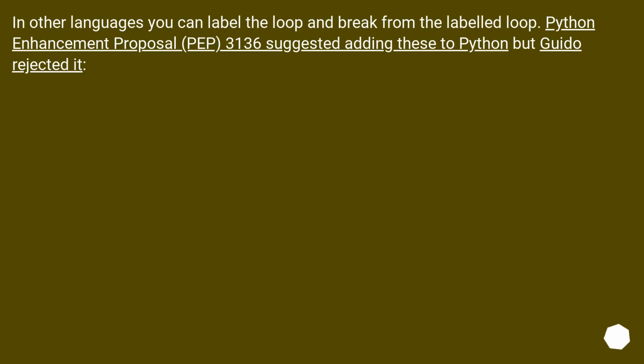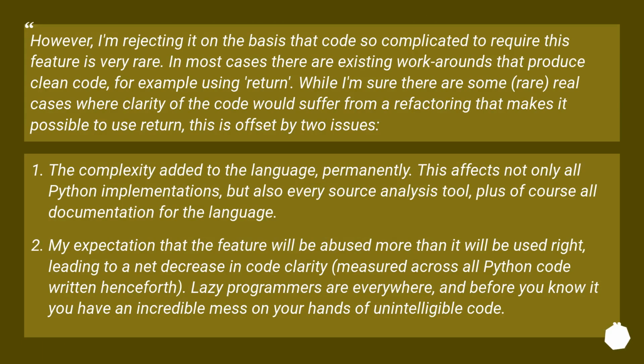In other languages you can label the loop and break from the labeled loop. Python Enhancement Proposal, PEP 3136 suggested adding these to Python, but Guido rejected it. However, I'm rejecting it on the basis that code so complicated to require this feature is very rare. In most cases there are existing workarounds that produce clean code, for example using return.